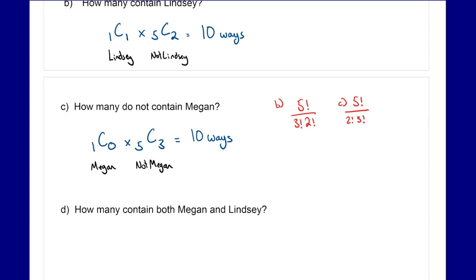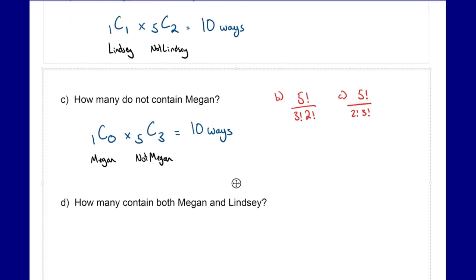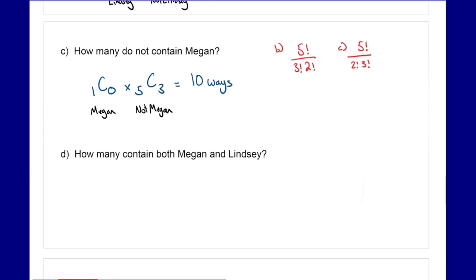So it's kind of that scenario that we talked about where they had the same answers, because you could argue it's the same as choosing 2 people from 5 or choosing 3 people from 5. You still get the same answer in the end. And how many contain both Megan and Lindsay?